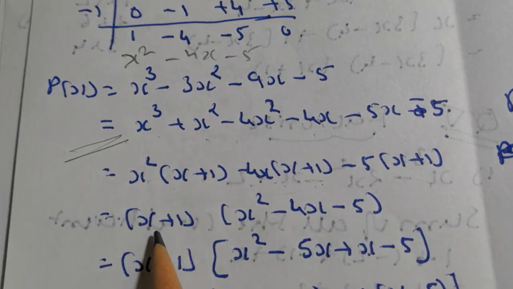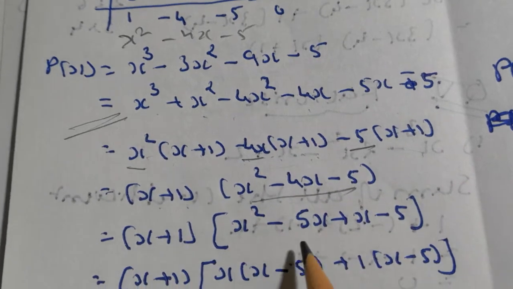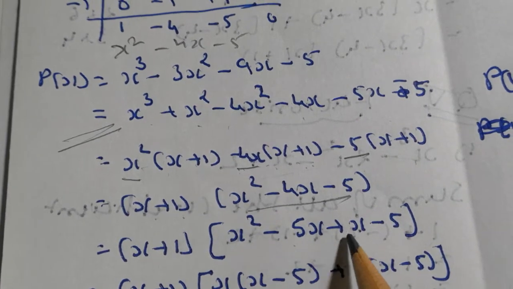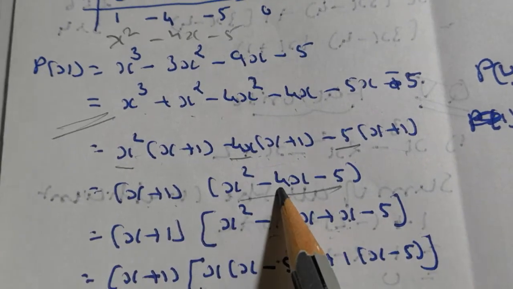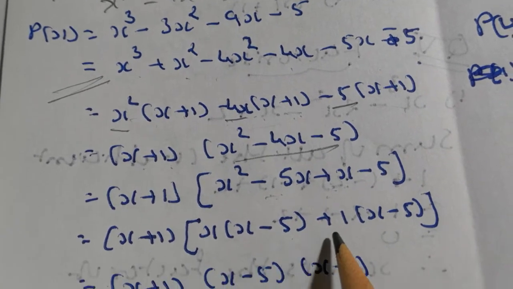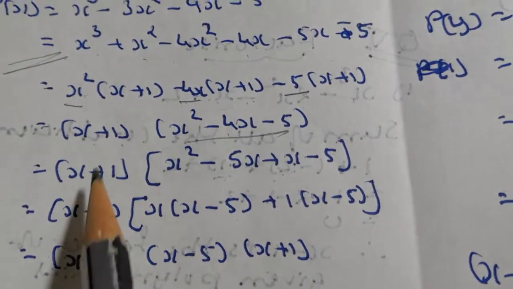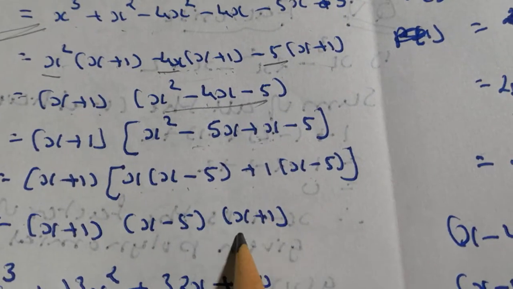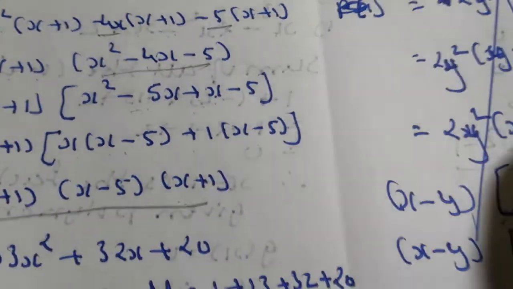Now I have got the common bracket, that is x plus 1. The uncommon number left is x square minus 4x minus 5. I can factorize this number: minus 5x plus x, since 5 into 1 is 5 and the sum is minus 4. So I factorize that number: x into x minus 5 plus 1 into x minus 5. So x plus 1 is my common bracket right from the beginning. Here the common bracket is x minus 5, and x plus 1 is the uncommon bracket. So my answer is x plus 1 into x minus 5 into x plus 1.